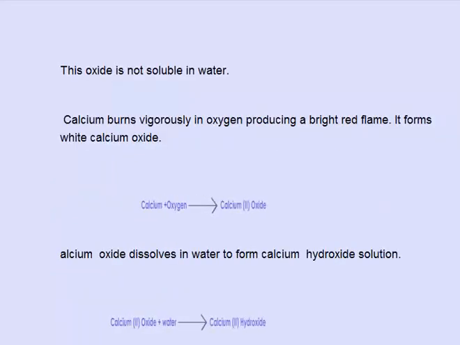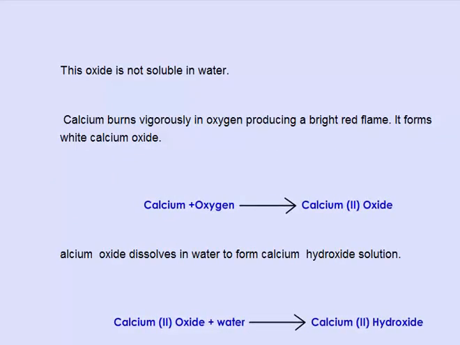Calcium burns vigorously in oxygen, producing a bright red flame. It forms white calcium oxide. Calcium oxide dissolves in water to form calcium hydroxide solution.